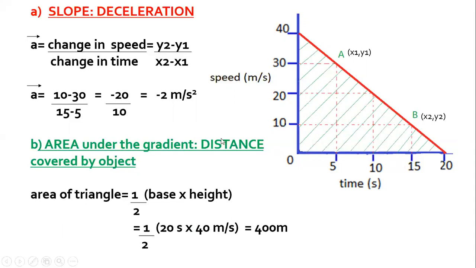So the area under the graph is the shape of a triangle, and as I've already learned in previous classes, the formula for area is half into base into height. You will be using the values. Base over here is 20, and the maximum value along the y-axis is 40. You will be using these values, and my answer is going to be 400 meters.